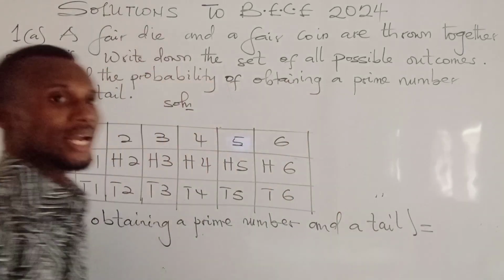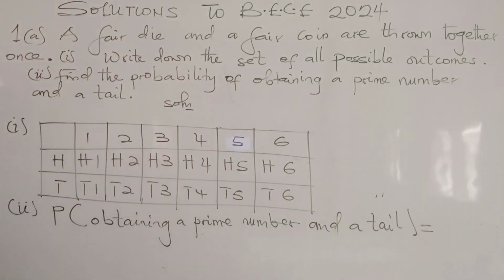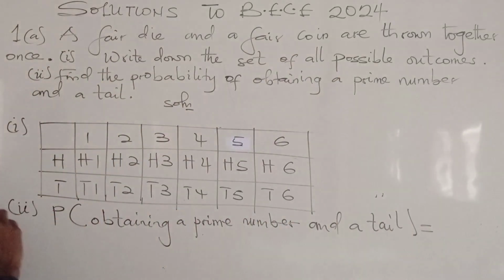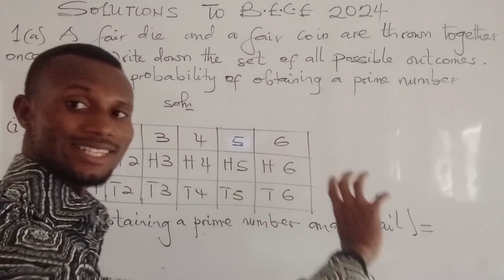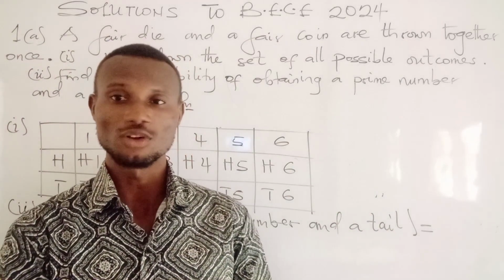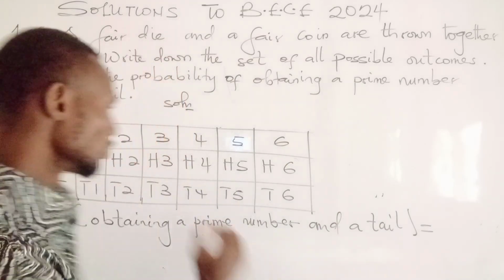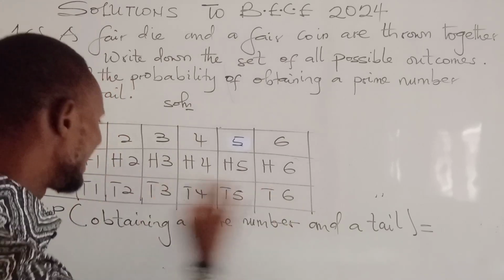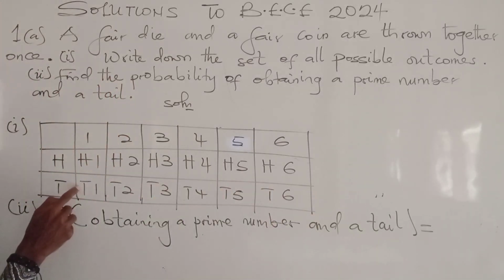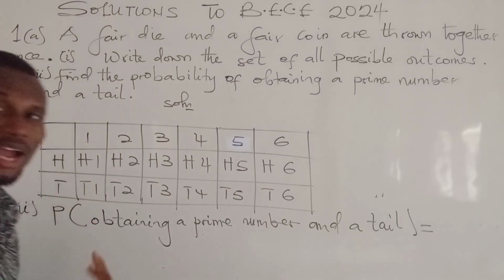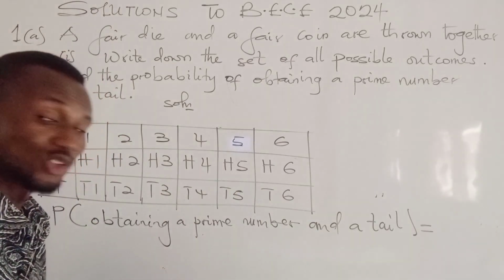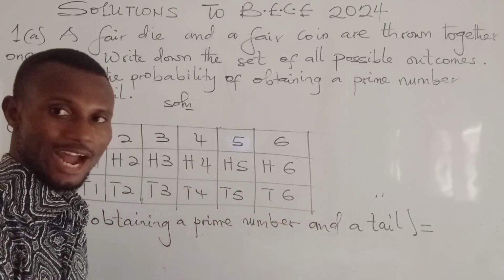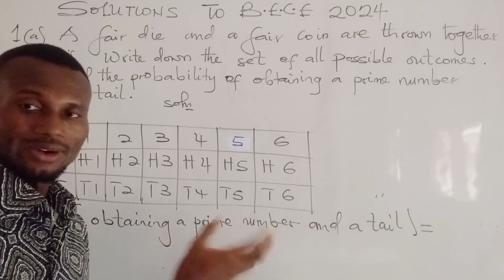Now we are going to go to the table and pick out those values. A prime number and a tail. Of course, it means that the head part is not going to be considered, because you want a prime number attached to a tail. So let's consider only the tail part. When I come to the tail part, I have a tail here and 1. 1 is not a prime number, so we cannot consider that one to be part. We come here, I have a tail and a 2. 2 is a prime number, I hope you agree with me. And also we have a tail attached to it.